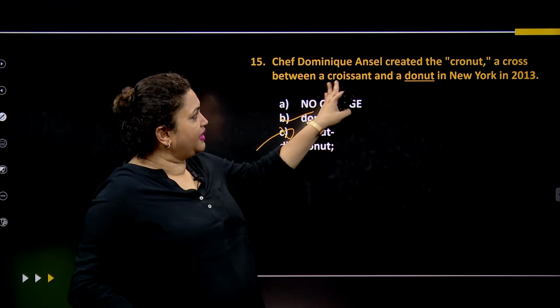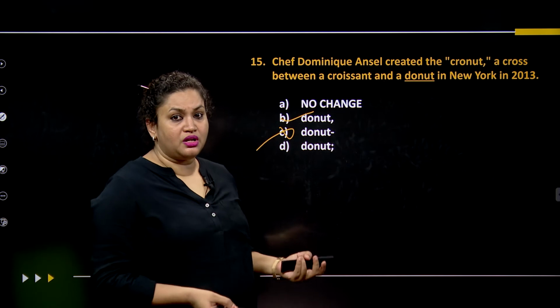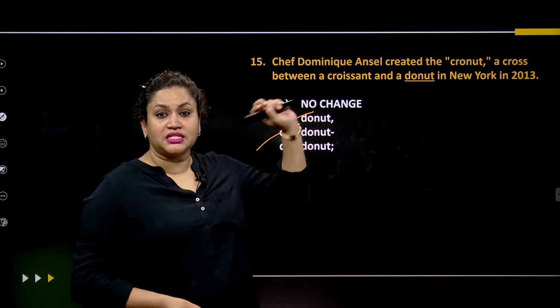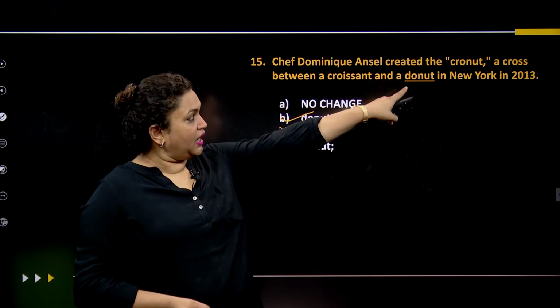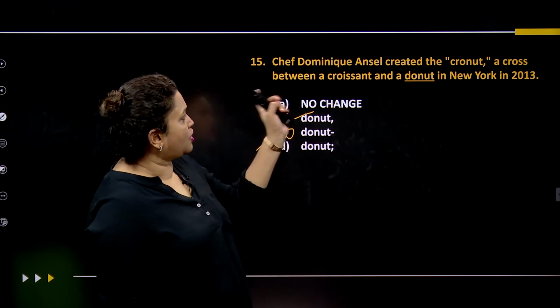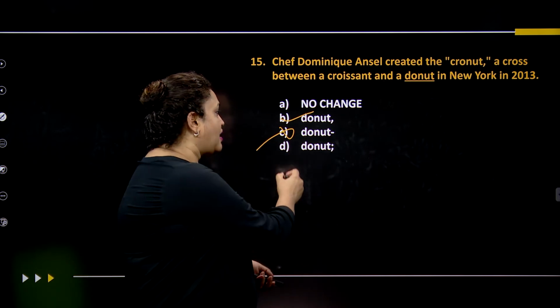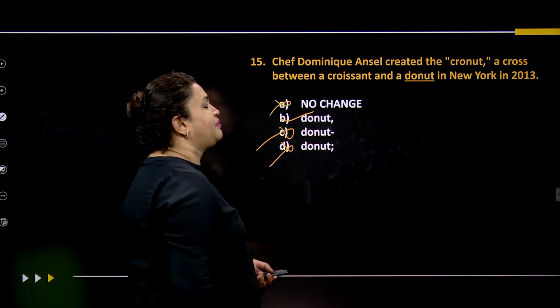Now, a cross between a croissant and a donut, that's extra information. So, Chef Dominic Ansel created the cronut in New York in 2013. Makes sense completely. Therefore, a cross between a croissant and a donut is extra information. Therefore, without doubt, B is the right answer. Let's go to the next one.